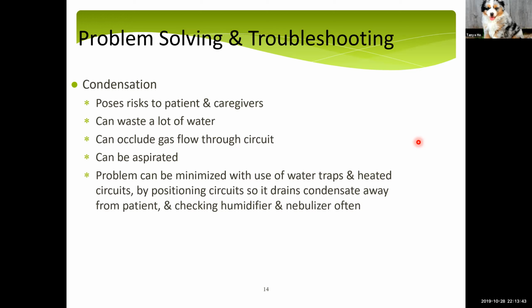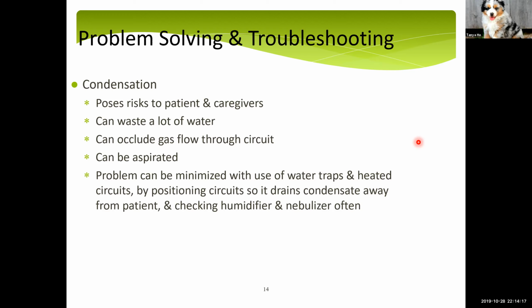So in terms of problem solving, condensation is a big problem. First of all, it can waste a lot of water. It can cause an occlusion to the circuit. So if you remember seeing the corrugated tubing on the previous slide, if that all fills up with water, it can actually act like an obstruction to the circuit. If it's completely full of water, the gas can't flow through to the patient. So it can act like an obstruction.